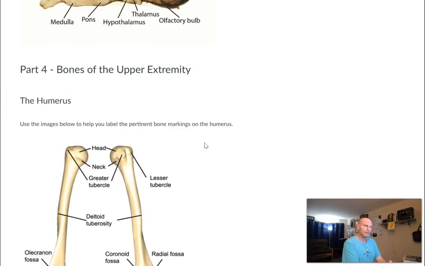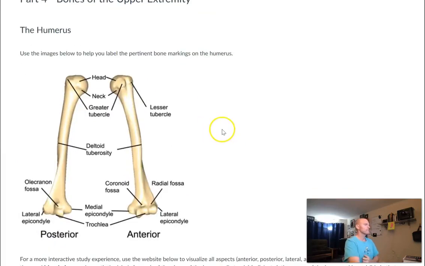Bones of the upper extremity. So we're first looking at the humerus. And the first thing that we want to do is to orient ourselves. Now, luckily, there are 2 very distinct ends of the humerus. One of them is clearly the part that should be going into our scapula as being part of that ball and socket joint. It's very ball looking, the head and the neck.